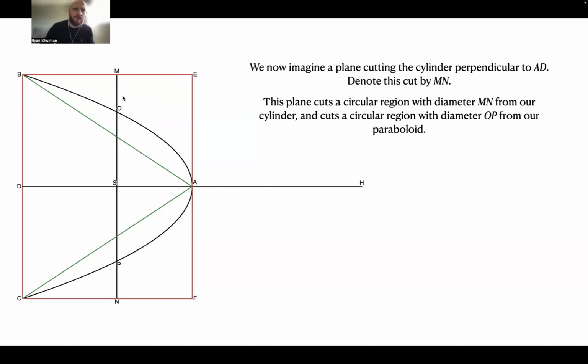And this plane, when it cuts through really all of these figures, but in particular, when it cuts through the cylinder and the paraboloid, is going to make two circular regions. One is the circular region that is cut out of the cylinder, which has diameter MN. The other is the circular region that is cut out of the paraboloid, which has diameter OP.